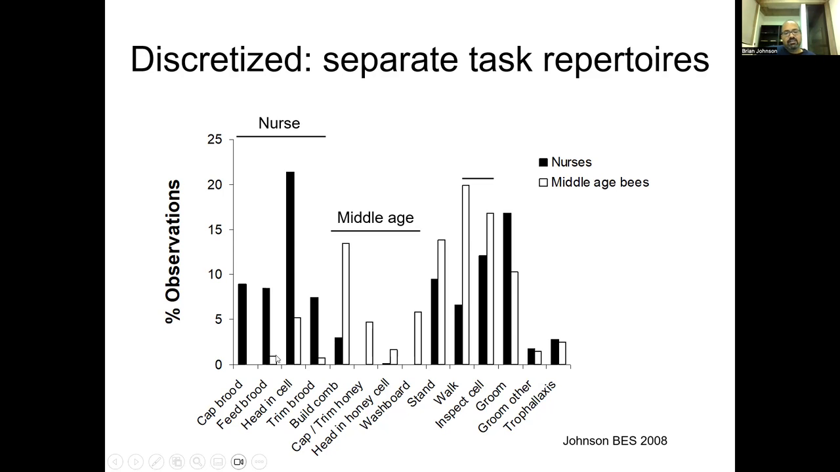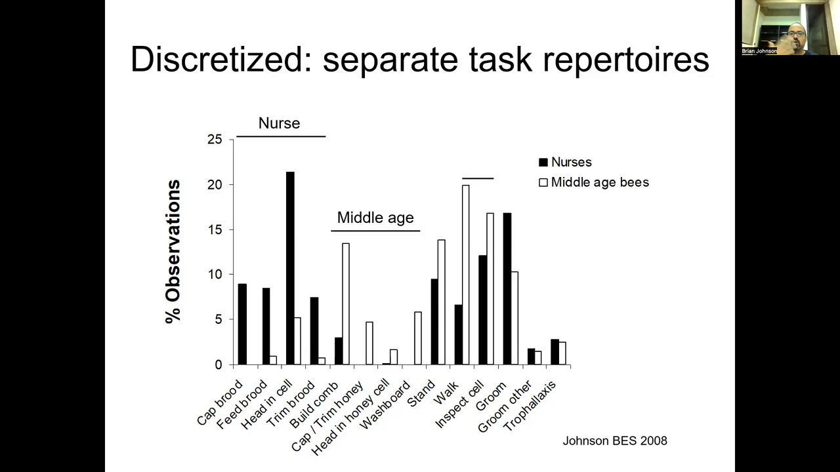What's interesting here is that the clearest diagnostic tasks are actually capping the brood and capping the honey cells. If you go by feeding brood, that's actually a hard task to identify, right? Because you can't see what they're doing inside the cell. If you see a bee go into a brood cell and she's moving around, you assume that she's feeding the larva, right? But she could just be inspecting the cell. Middle-aged bees walk all over the place looking in cells. And so you can usually differentiate by how long they stay in the cell. The nurses stay in the brood cells much longer than the middle-aged bees do. But there's necessarily some error because you can't actually see what they're doing inside of there.